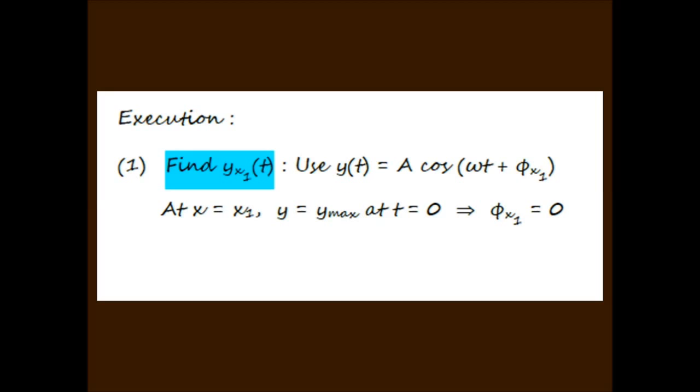We also know that at time t equal to 0, the location x1 is at its maximum value. This is in fact why we chose x equal to x1 for this step of our solution. It turns out therefore that in cosine form, the phase constant for the simple harmonic motion at x equal to x1 is 0. This gives me then that the equation for the simple harmonic motion at x equal to x1 is simply a cosine omega t.